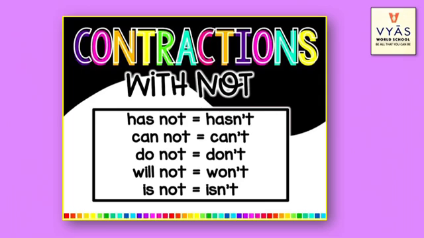Cannot will be read as can't. So here we have missed no, so it will be written as can, and in place of those missed letters n-o we have put an apostrophe and then t. Do not will be written as don't. Will not will be written as won't, and is not will be written as isn't.